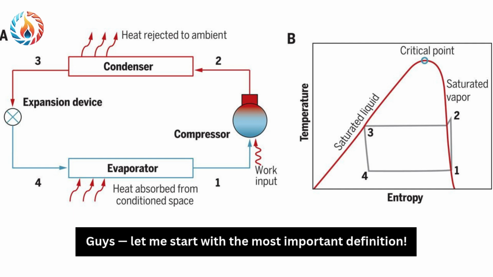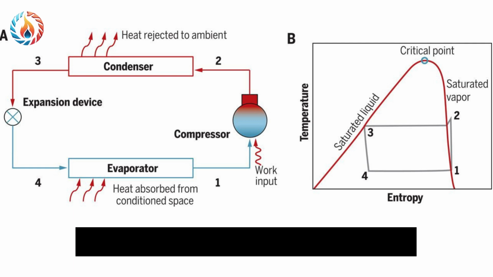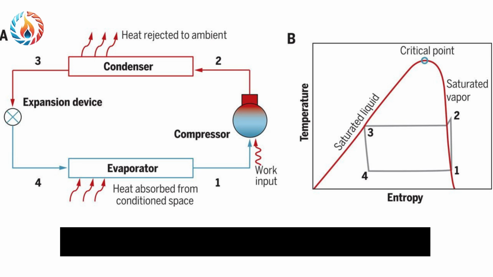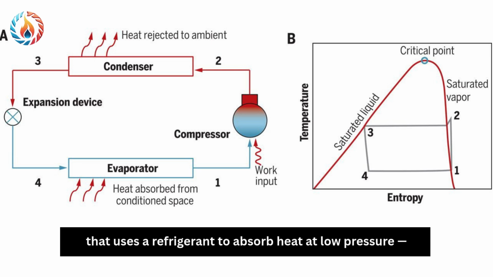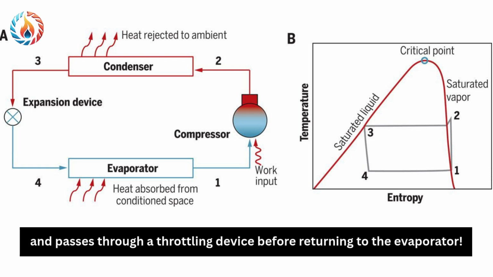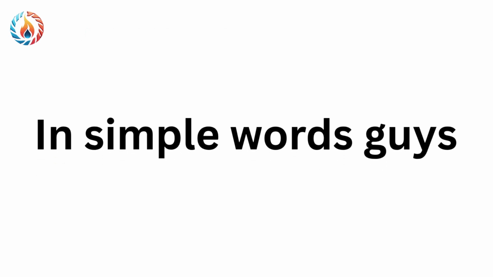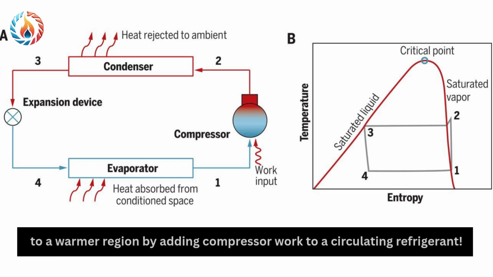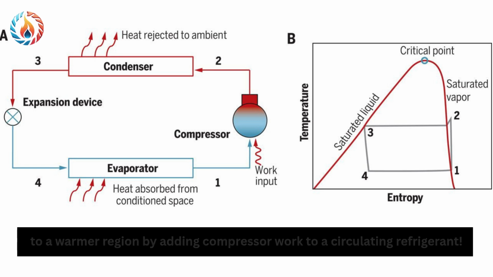Guys, let me start with the most important definition. The vapor compression cycle is a closed refrigeration cycle that uses a refrigerant to absorb heat at low pressure, compresses the vapor to a higher pressure, rejects heat in a condenser, and passes through a throttling device before returning to the evaporator. In simple words, guys, the vapor compression cycle moves heat from a cold region to a warmer region by adding compressor work to a circulating refrigerant.